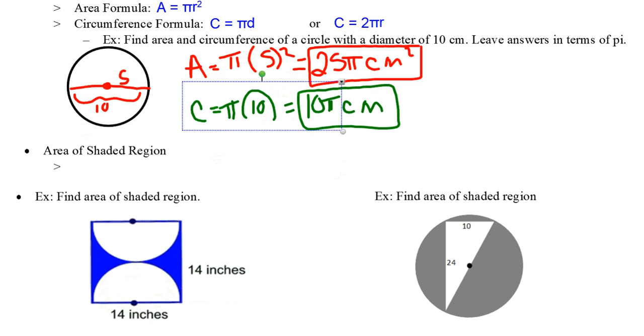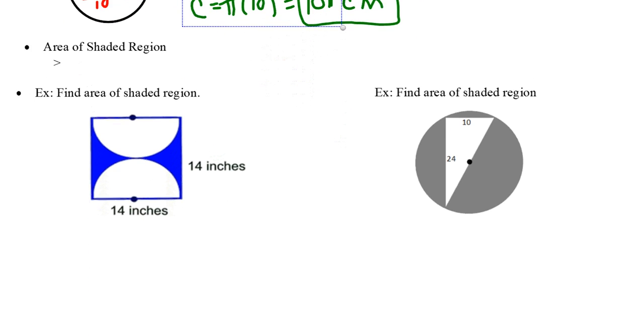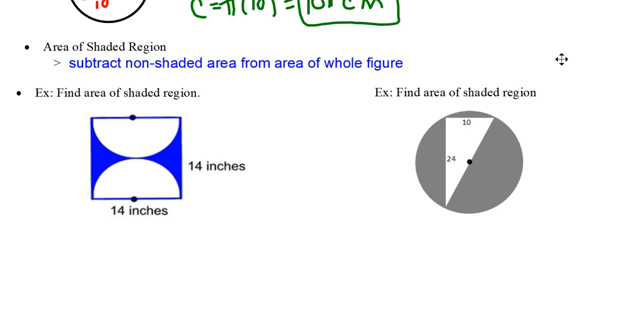When we combine what I know about areas of polygons and areas of circles, then I can talk about these shaded region type problems. So I've got a big figure and I've got part of it shaded, and I want to know what the area of the shaded region is. So there's really no formula for this. We kind of have to figure out what's going on in each problem, but something we want to keep in mind is that we can always subtract whatever is not shaded from the area of the whole figure.